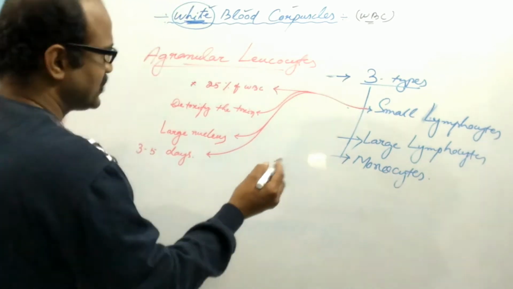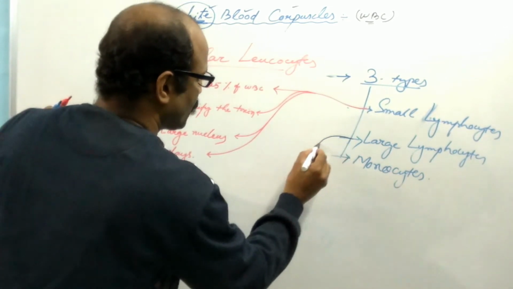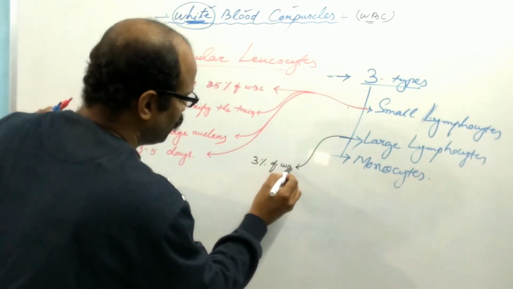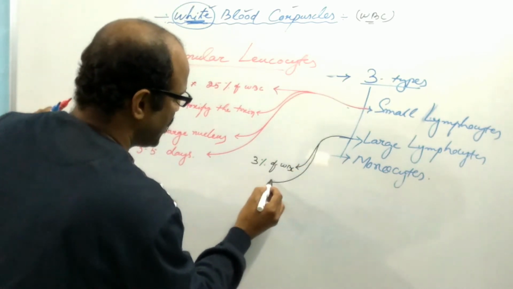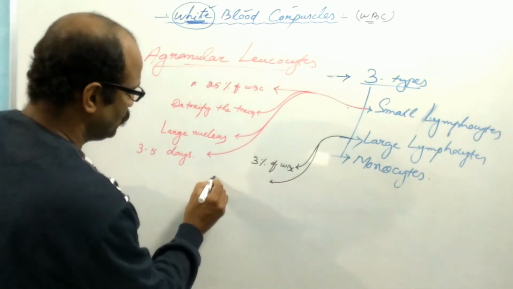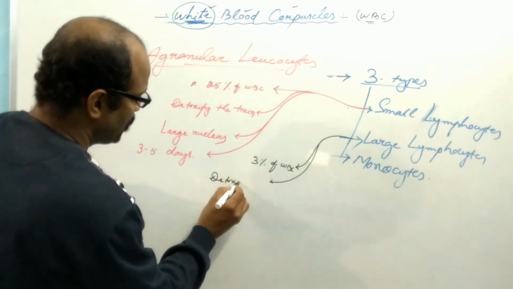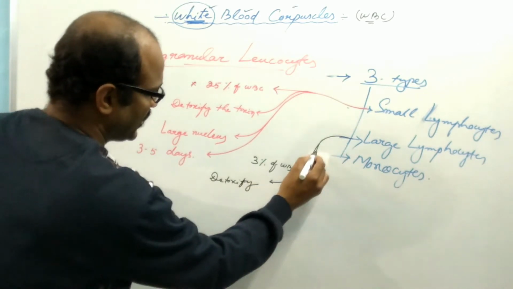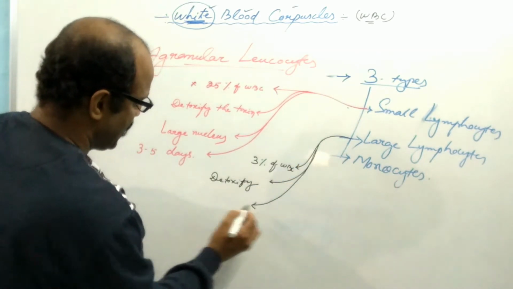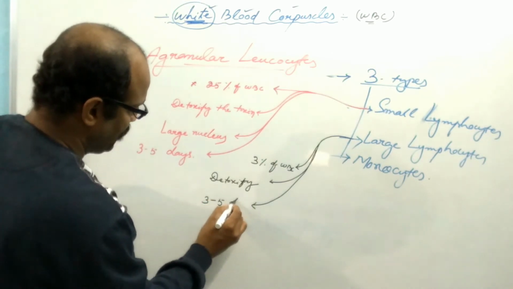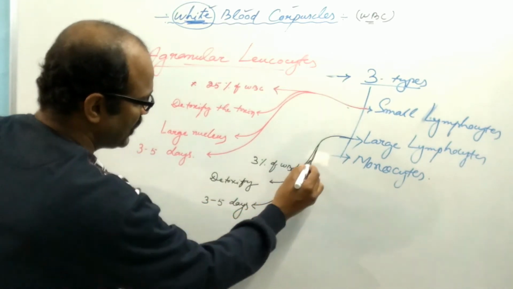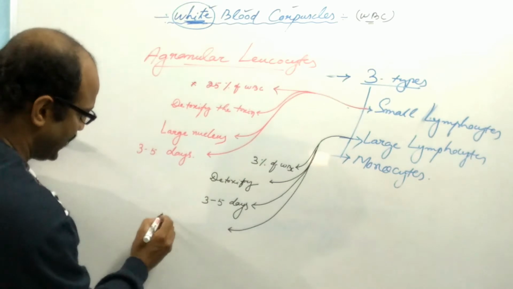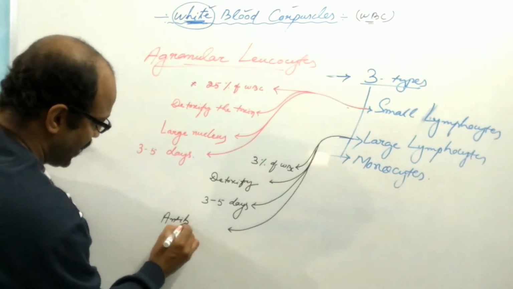And the large lymphocytes, which constitute 3% of WBC, also detoxify the toxins, and the lifespan may be 3 to 5 days. And these large lymphocytes also secrete some antibodies.